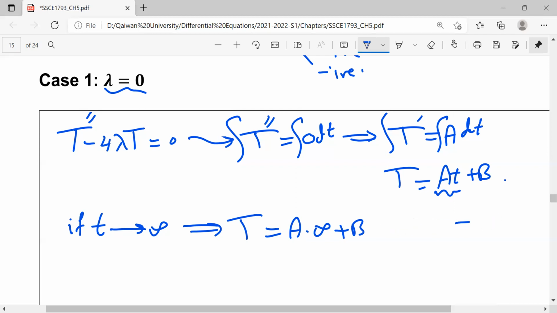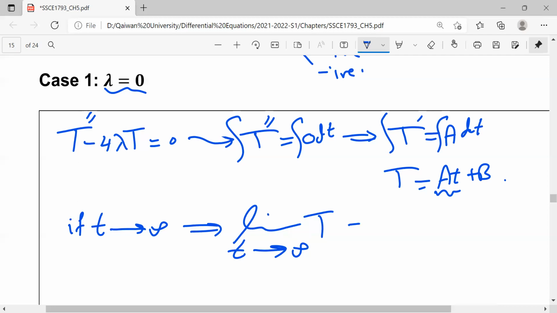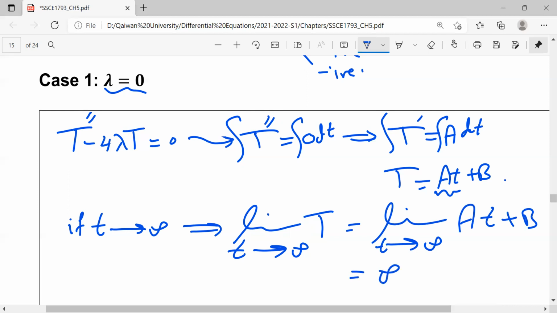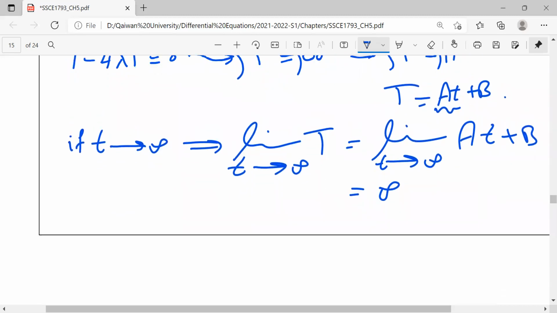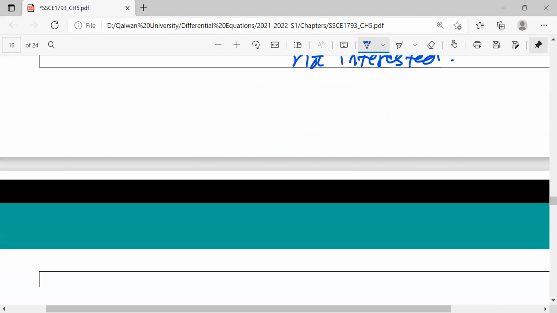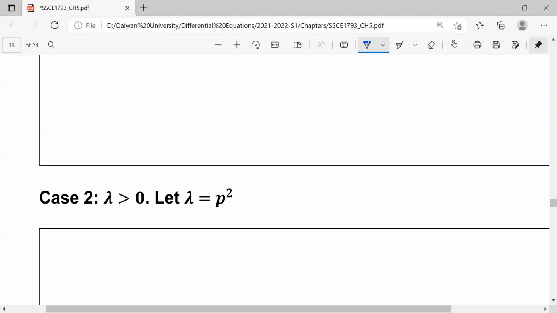Or we can do it in another way. You see, from this, the limit of little t approaching infinity for capital T equals the limit of little t approaching infinity for A times t plus B, and this equals infinity. So it's not interesting because T must not go to infinity. Okay, that's it. This is for the case if lambda is 0.